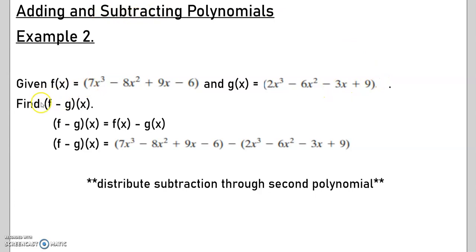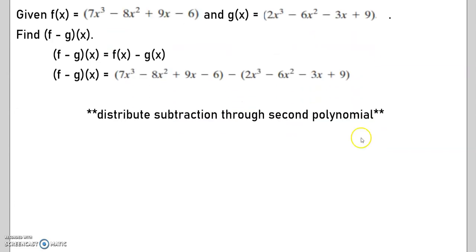And notice now it says find f minus g of x. And what that tells us to do, not that hard to think about, is subtract. I want to rewrite this as f of x minus g of x. So I take my f of x function right here minus my g of x function right here. There's only one different thing that we need to do first versus what happened when we were adding. I need to distribute this subtraction through the entire second polynomial. Remember, just like distributing, if there's something in front of a parentheses, it gets distributed to everything after it, okay?